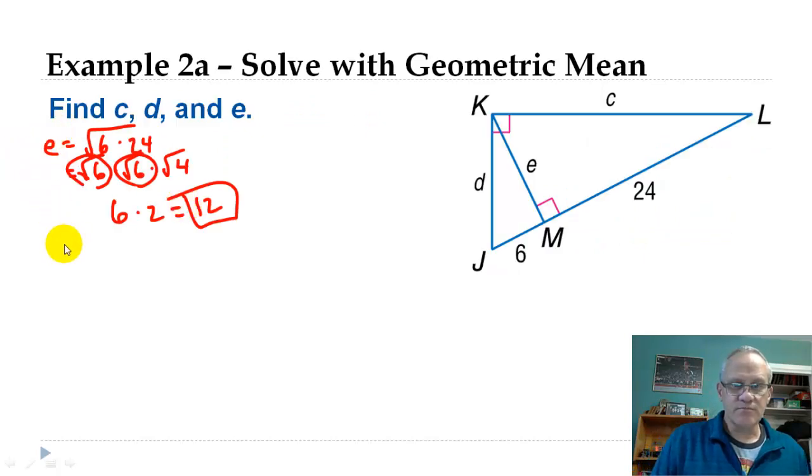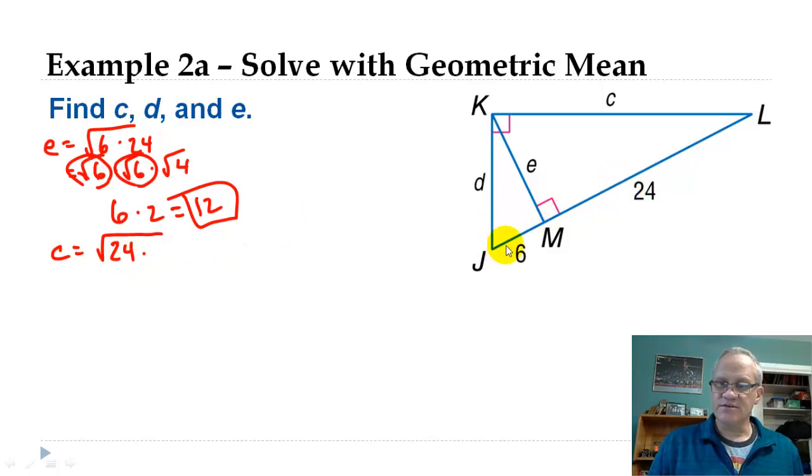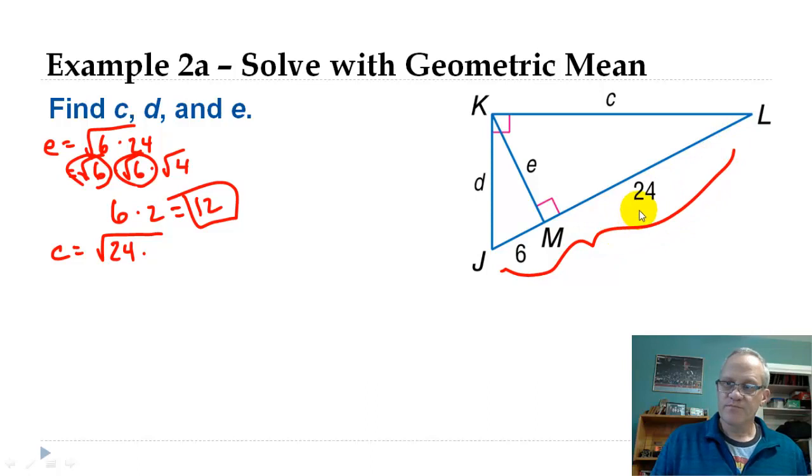C, D. Let's do C next. Okay, so remember the formula there. C is going to equal the square root of the number closest to it, that's 24, times not the 6 over here, but the whole thing. And so this whole thing is 30. So in this case, I have to go 24 times 30.